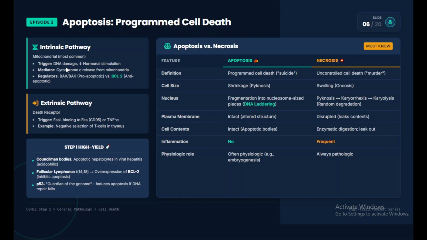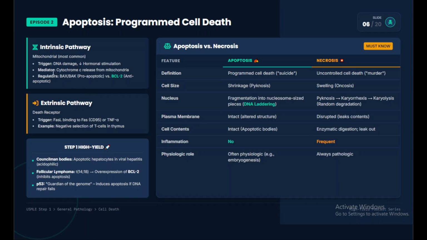This apoptosis is tightly regulated by two sorts of proteins: BAX and BAK, which are pro-apoptotic, versus BCL2, which is anti-apoptotic. BAX and BAK push the cell towards apoptosis, whereas BCL2 is anti-apoptotic and prevents the cell from undergoing apoptosis. So basically, BCL2 is the bodyguard of the cell, and BAX and BAK are the executioners.